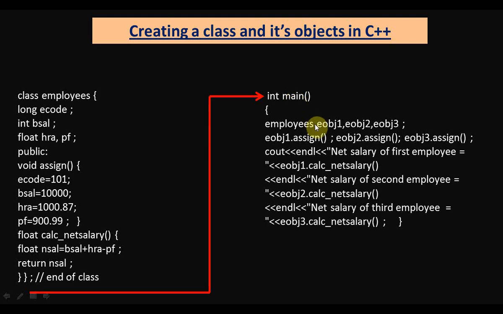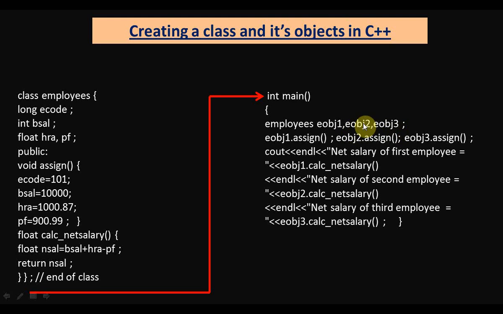Now let's go to the main function. In the main function, as you know, this is the driver of the program. This is the method your program starts from. So here I have declared three objects, namely eobj1, eobj2 and eobj3. For the time being, I would pause for a while and take you to the next slide that will show you what will happen in the memory when these three objects would be created.